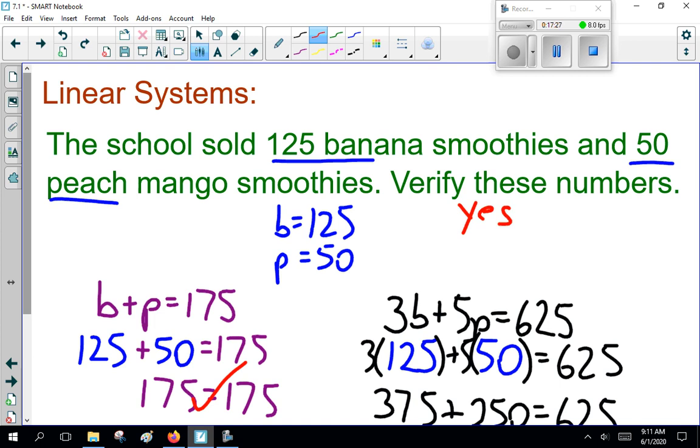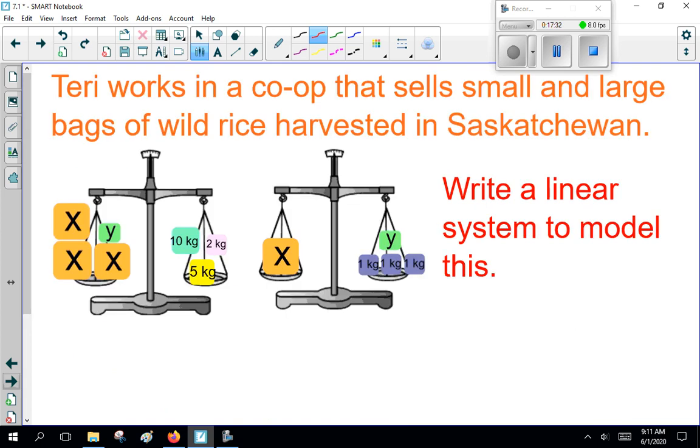So, can we come up with the equation and can we check the answers? Solving it is tomorrow. So, let's try one more. Let's see if I can embarrass myself again. Terry works in a co-op that sells small and large bags of wild rice harvested in Saskatchewan. Write a linear system to model this. Now we're going, okay, what the heck? Pictures. No words, just to confuse you.